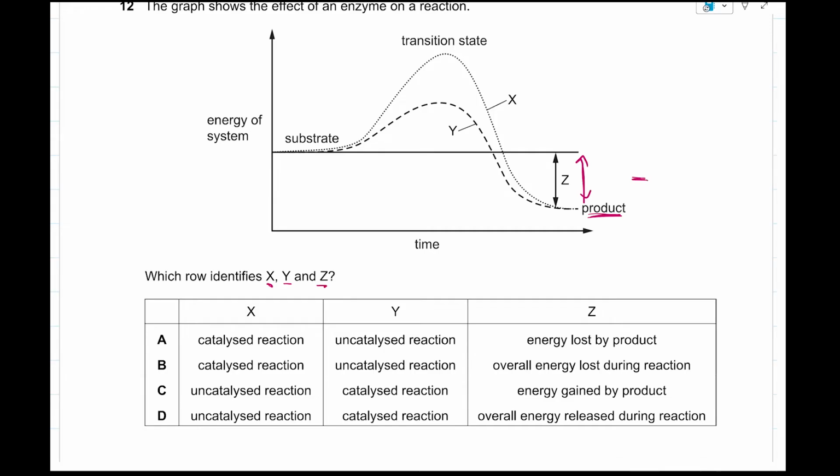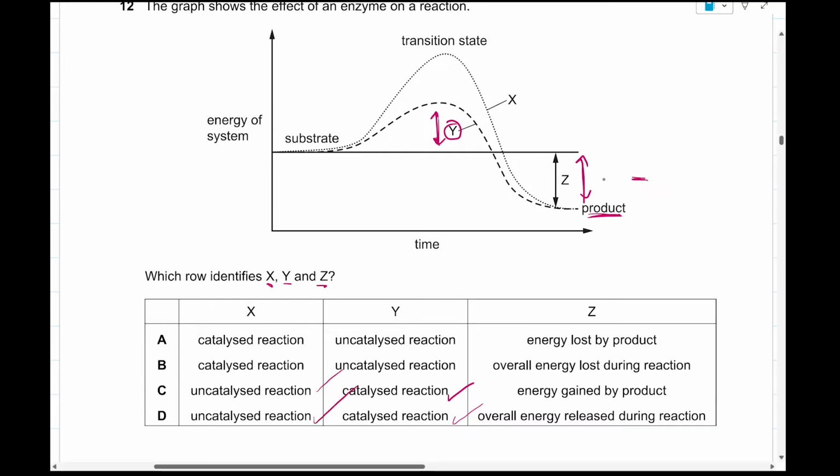Now, let's see the suggestions that we have here. X, Y, and Z. We either have catalyzed, uncatalyzed, energy lost, or energy gained. So, as we all know, enzymes are biological catalysts. Therefore, they lower the activation energy needed in a system. Therefore, it makes sense that Y is the catalyzed solution with an enzyme, because there is a lower overall activation energy. And therefore, X is the uncatalyzed.